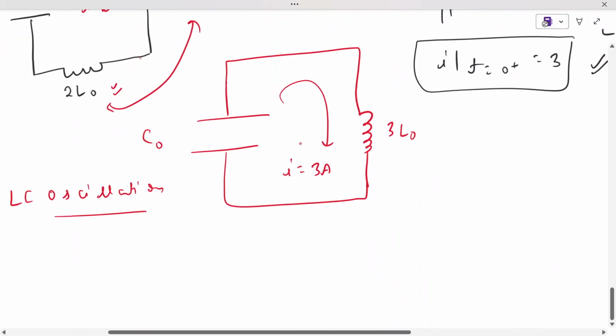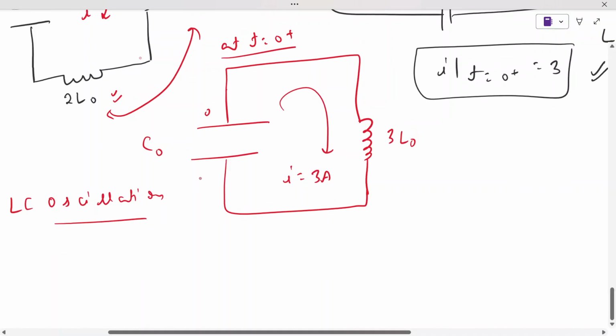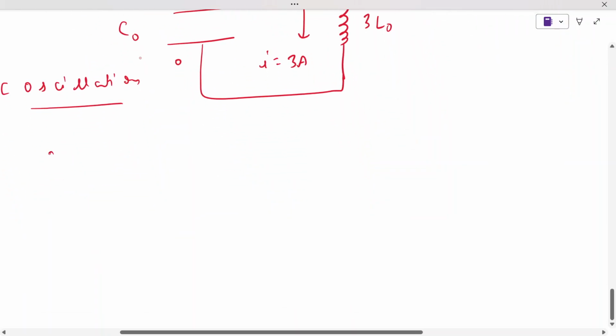Okay, fine. So let's say this condition is at t equal to 0 plus. Let us just analyze it, because at t equal to 0 there is no charge, right? Zero charge. So what will happen at any time?